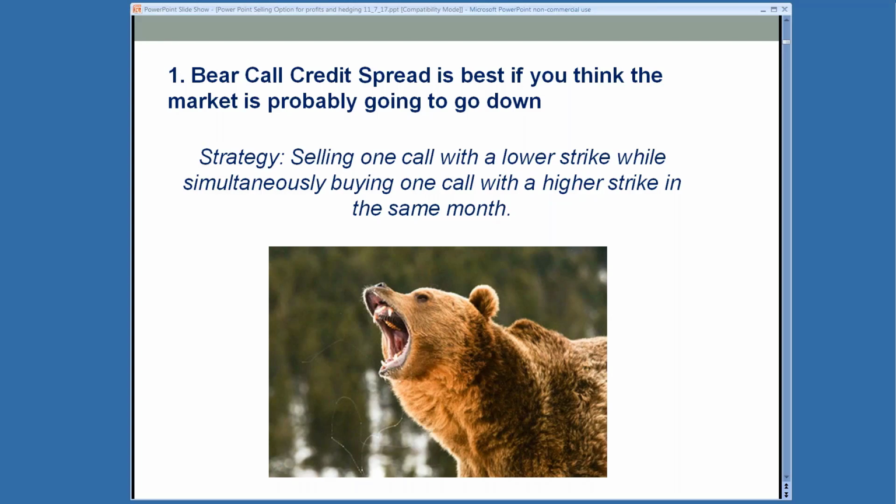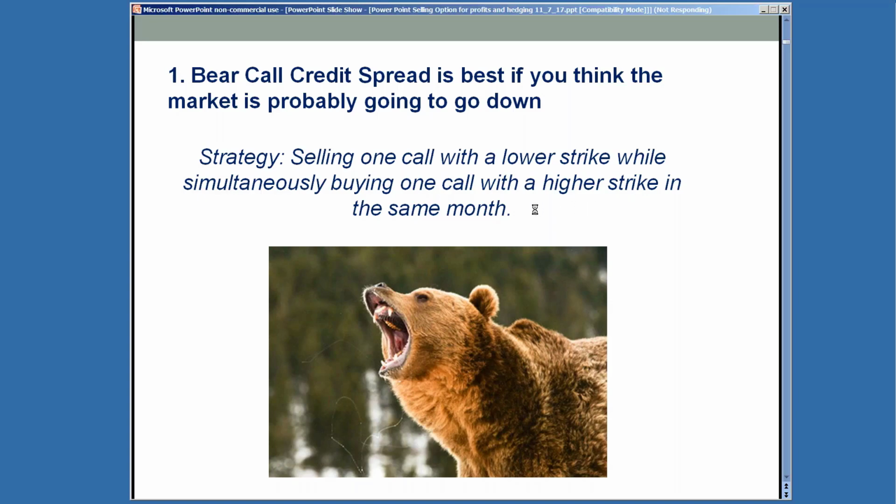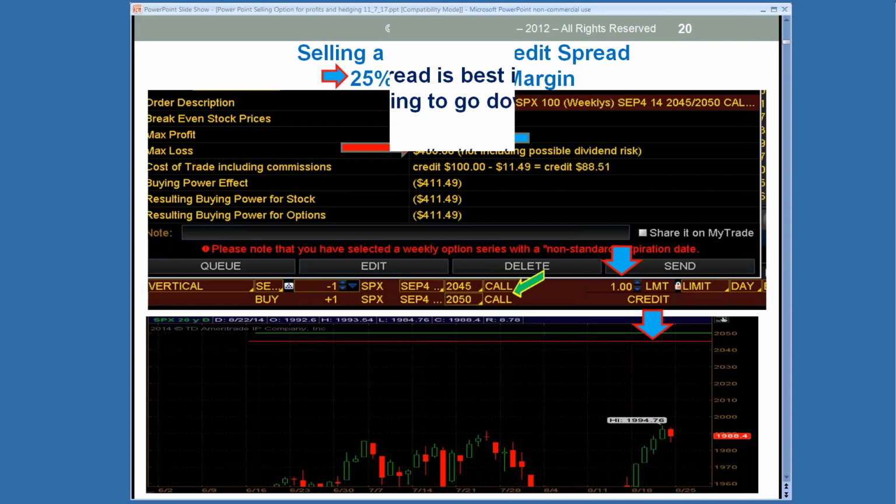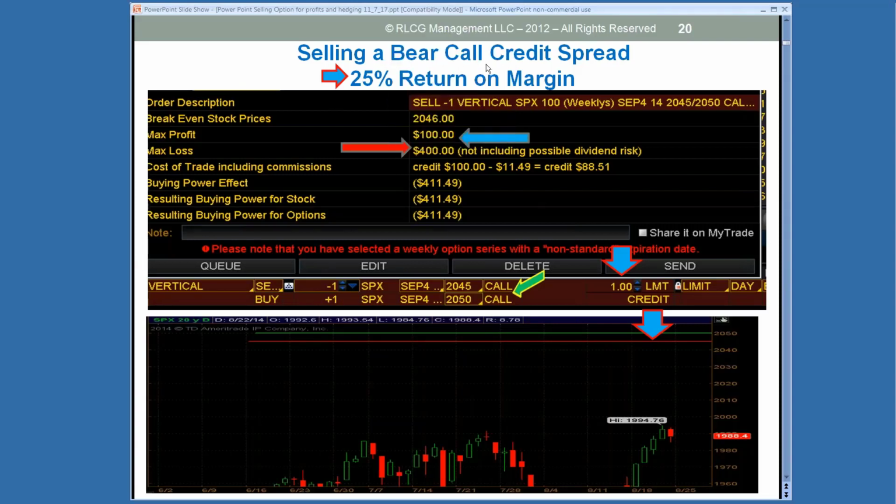So it's really better, and what I usually look at doing is using the bear call credit spread. So basically you're selling one call with a lower strike, but you're also simultaneously buying another call with a higher strike, and these are in the same month. So it offsets your risk, or it caps your risk. So let's take a look at an example here. This is an example of a bear call credit spread.